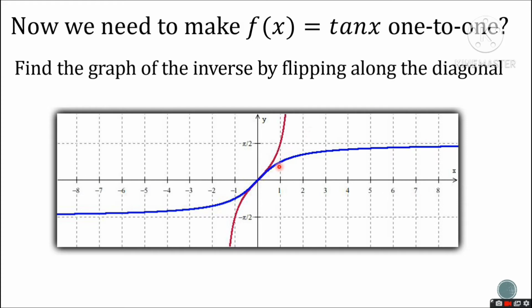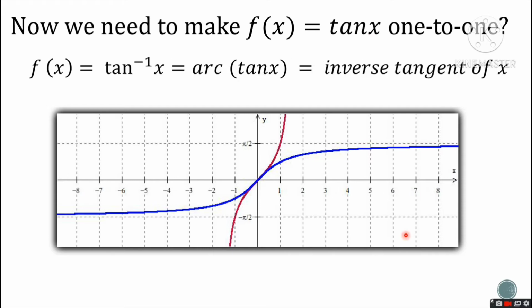The diagonal is here, the line passing through the origin, y is equal to x. So flipping along the diagonal we get the graph for the inverse function. This blue one is the graph for the inverse of the tan function. So f(x) equal to tan inverse x, also denoted by arc tan x or inverse tangent of x, is this graph.